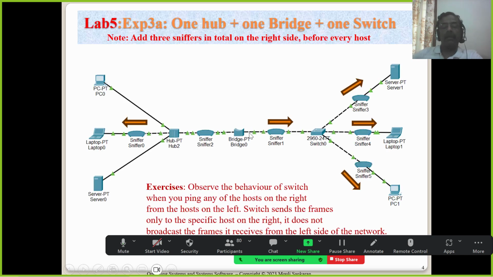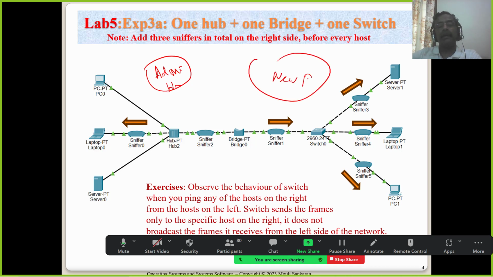One example I normally give in the classes: you have an admin block, you have another block, and then you have the new building, and then you have the incubation center. All of them have LAN, our RVU LAN, right? RVU LAN is there everywhere. I want you to go and check, actually.